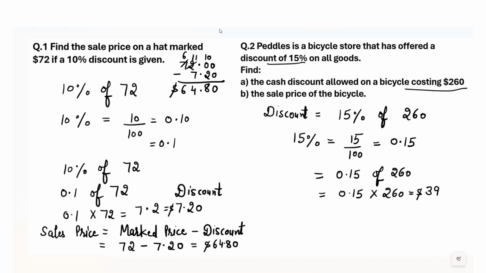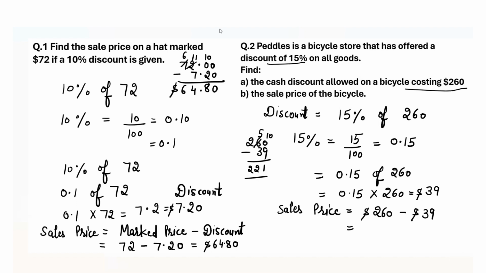Now, since we got the discount, we have to calculate the sales price. So the sales price is equal to the marked price, which is $260, minus the discount, which is $39. If I calculate this, it would be 260 minus 39. Take a carryover. Then it's 1, 2, and 2, which is equal to $221. Now you know how to calculate the discount and the sales price easily.